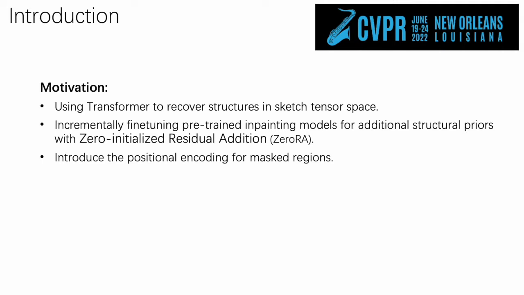Specifically, we leverage a transformer-based model to tackle holistic structures. Further, we propose a novel incrementally training strategy with zero initialized residual addition to incorporate the structural information into a pre-trained inpainting model. Furthermore, we introduce the positional encoding for the mask region, which improves the performance of image restoration.